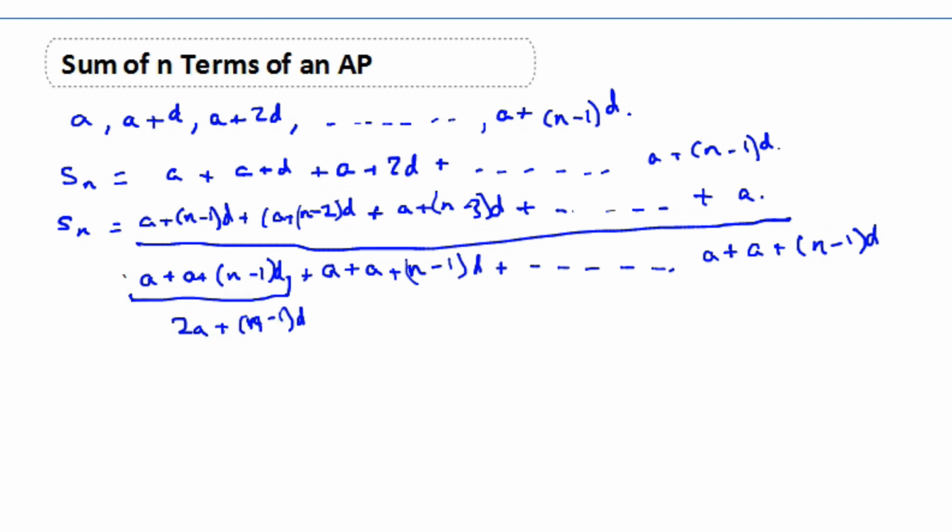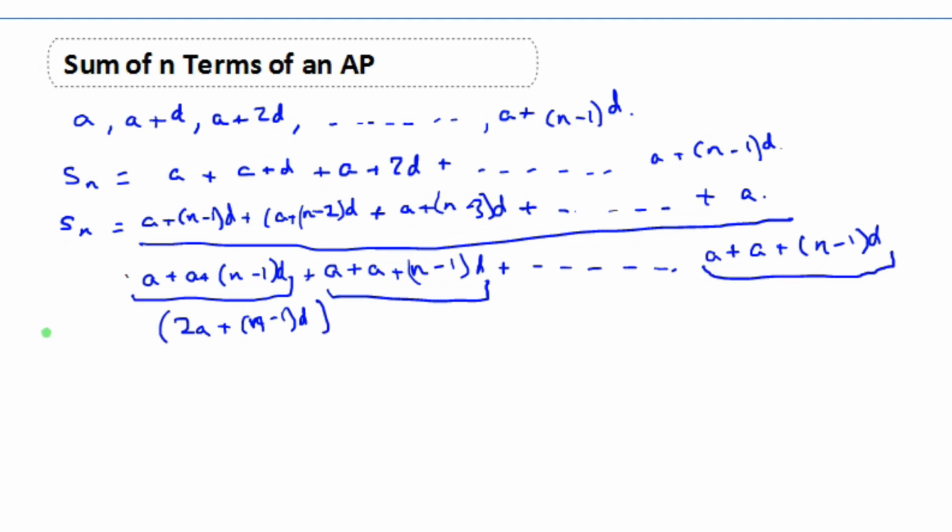And how many times are we repeating it? 1, 2, 3, 4, and it keeps going on till we reach the nth term. Thus we can say that if we add them all together, 2 times the sum of n would be equal to n times 2a plus n minus 1 times d. Simplifying that, dividing both sides of the equation by 2, we can say that the sum of n terms of any series is n over 2 times 2a plus n minus 1 times d.